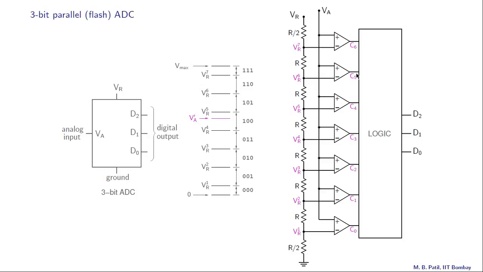So we have 0, 0, 0, 1, 1, 1, 1, and now we have this logic which can figure out what combination this situation should correspond to, and the output of this logic is D2, D1, D0. That is our ADC output. So that is how this parallel or flash ADC works.